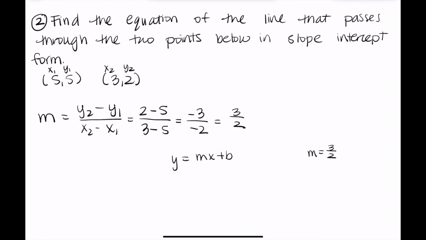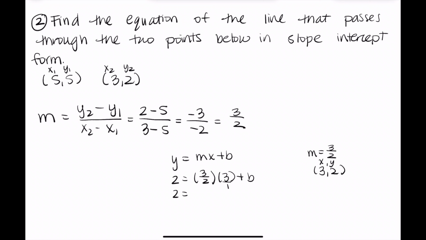Then we'll go through and do the same steps as number 1. We have our slope, it is 3/2, and you can go through and choose whichever coordinate you want. I'm going to choose (3, 2). So now I have my point and my slope. My x will be 3, my y will be 2, and we're going to go through here and substitute in. I will have 2 equals 3/2 times 3 plus b.